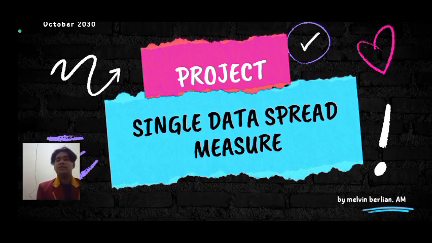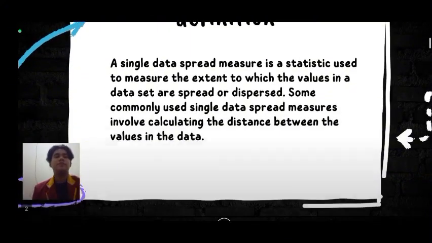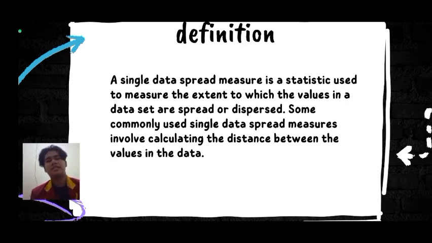Today I want to present about single data spread measures. What is a single data spread measure? A single data spread measure is a statistic used to measure the extent to which the values in a dataset are spread or dispersed. Some commonly used single data spread measures involve calculating the distance between the values in the data.